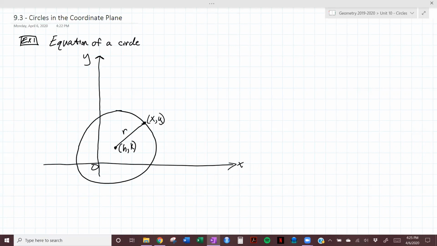So we can use the distance formula to find the radius. D equals the square root of x2 minus x1 quantity squared plus y2 minus y1 quantity squared. So this is the radius.